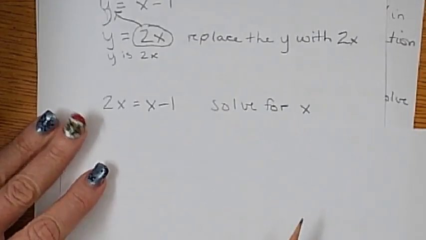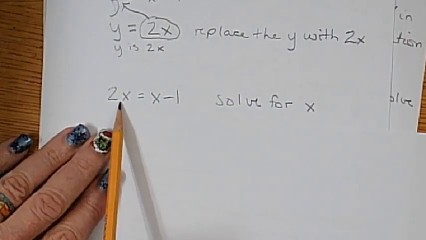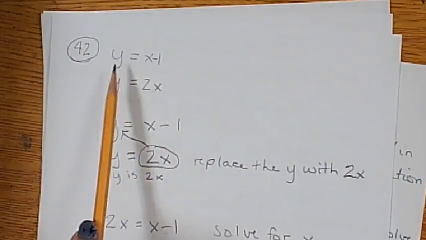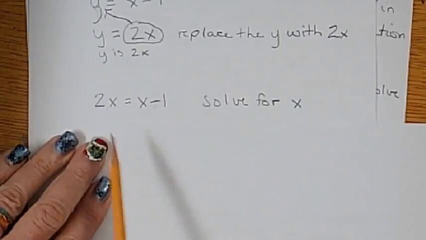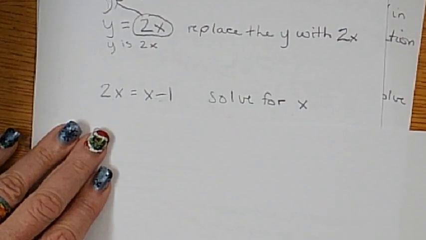Okay, so I have replaced it. The y is no longer there. I replaced it with 2x. So now I don't have 2 separate variables like we did in the beginning, where both of these had x's and y's. Now I just have x's. So I'm going to solve for x, which most of you know how to go from there.